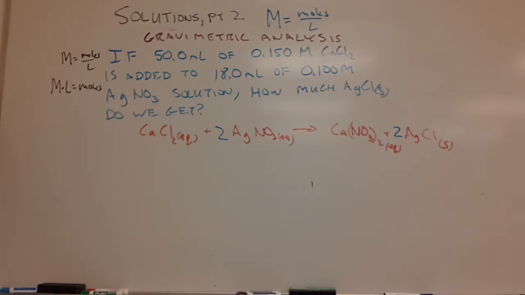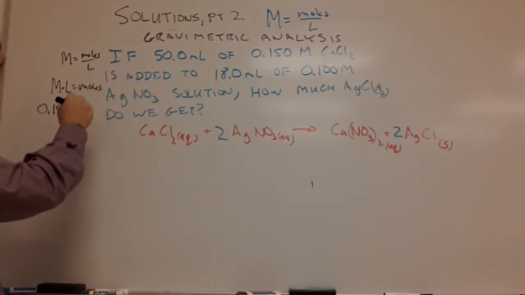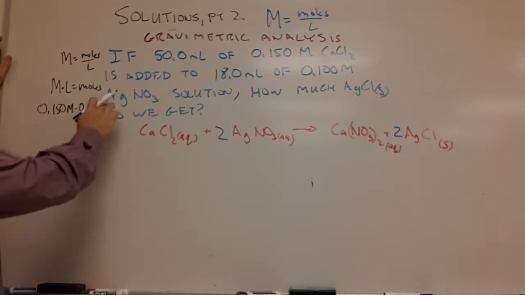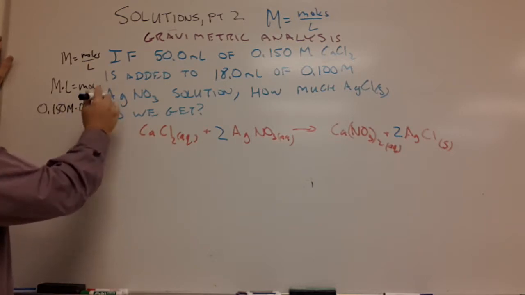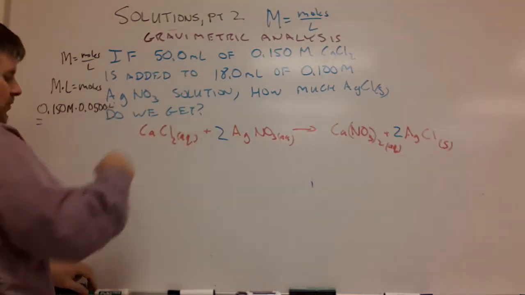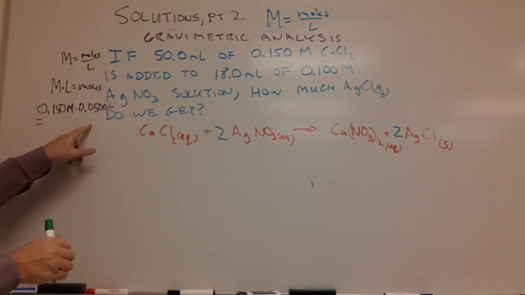Now how do I solve that at this point? Well, I've got 0.150 molar times the number of liters I've got, 0.0500 liters, excuse me, not milliliters, but liters. All right, and that's going to give me the number of moles that I've got. So now at this point, all it is is a calculation. Let's do that with the other one as well, and that's going to give me moles. This one gives me moles of calcium chloride.